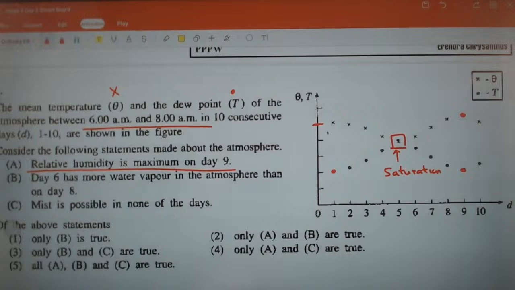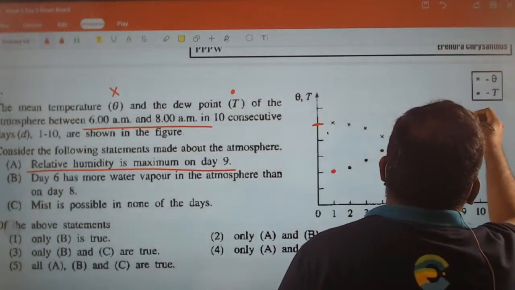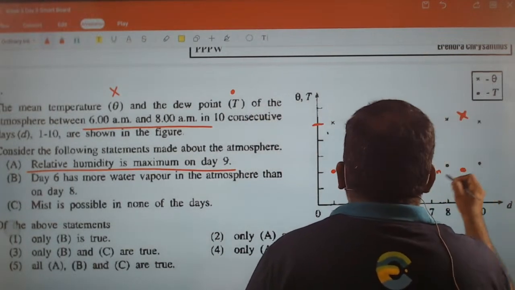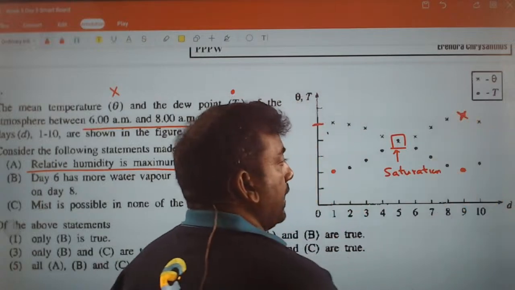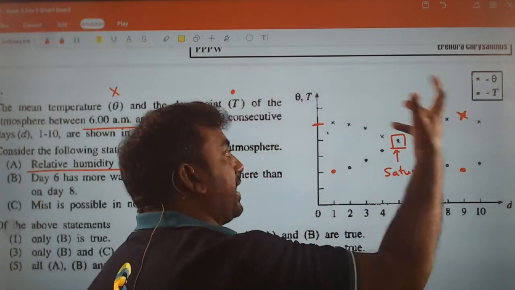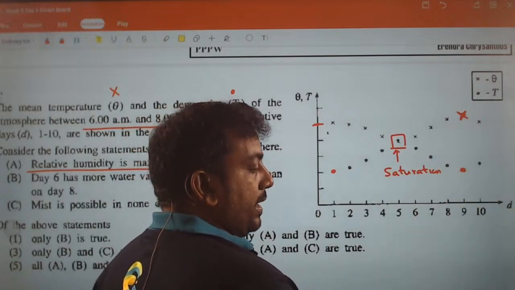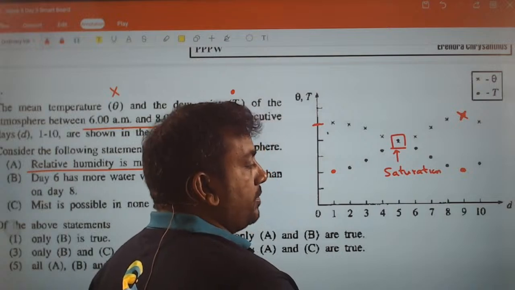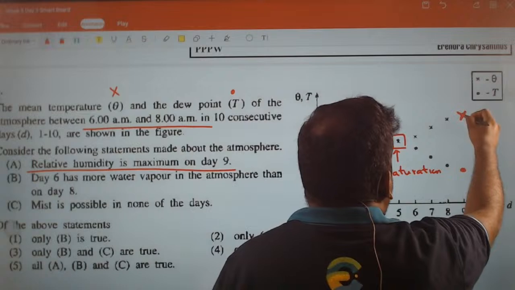What's happening? Day 9, dew point temperature and mean temperature both are different. Large gap. Atmosphere temperature is very high. Dew point temperature is very low. Clear? Very high atmosphere, very low dew point. So unsaturated vapor.